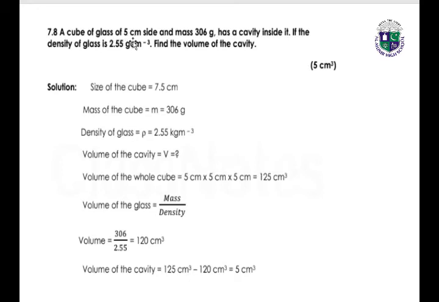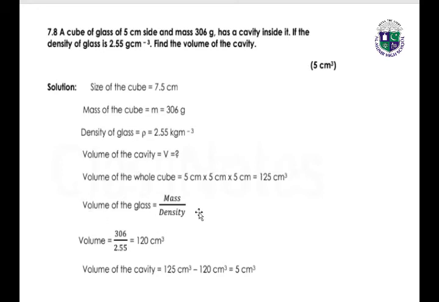A cube of glass of 5 centimeter side and mass of 306 grams has a cavity inside it. If the density of glass is 2.5 grams centimeters cube, find the volume of the cavity. So we have to find out the volume. Size of the cube is given, mass of the cube is given, density of glass is given, and we have to find out the volume.